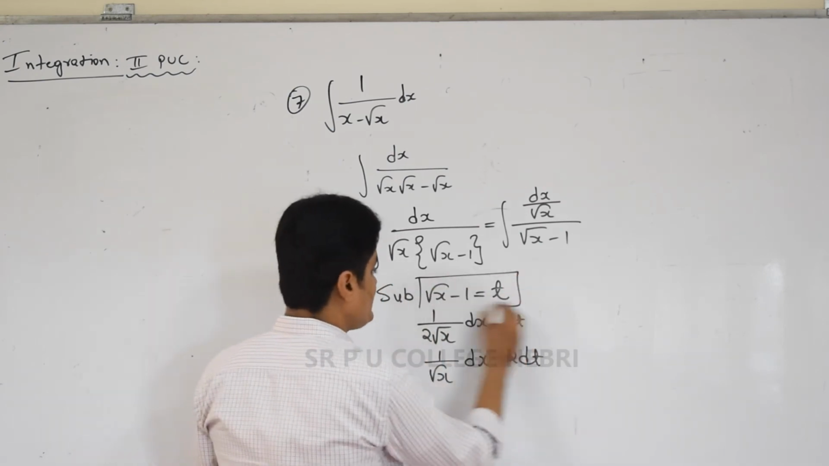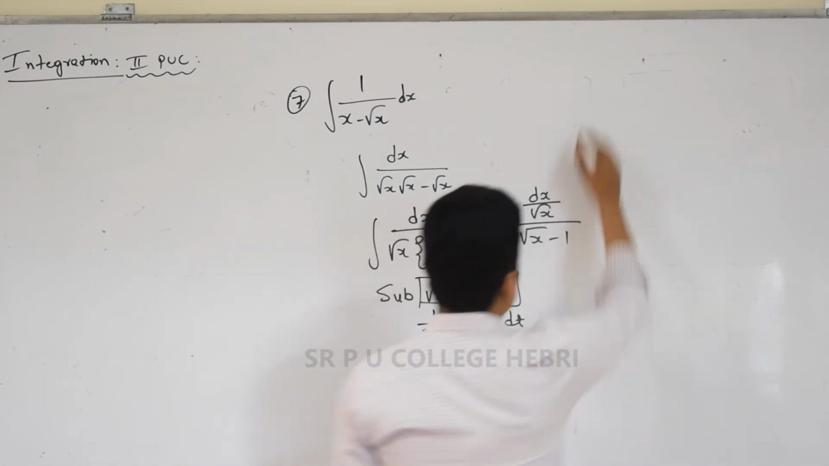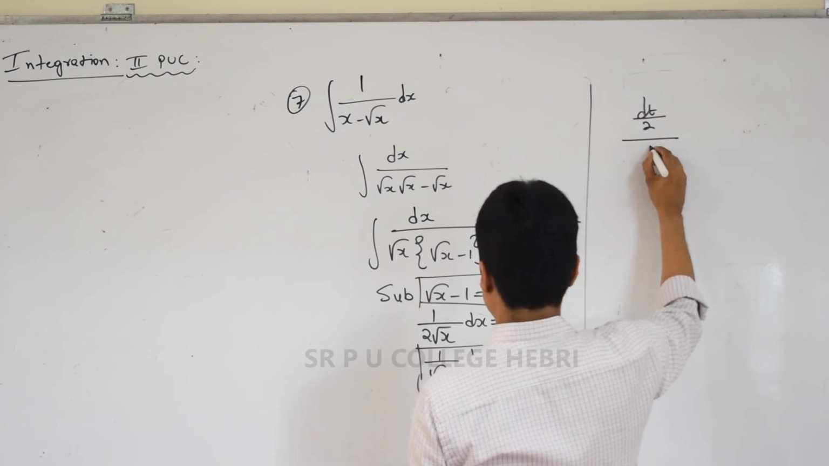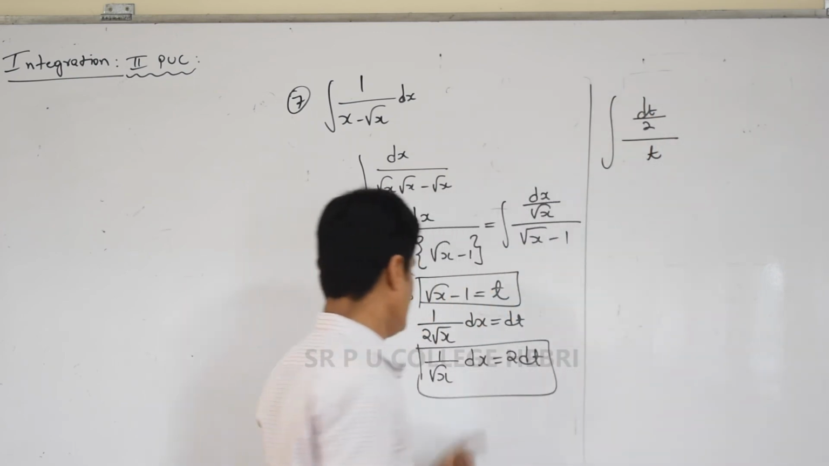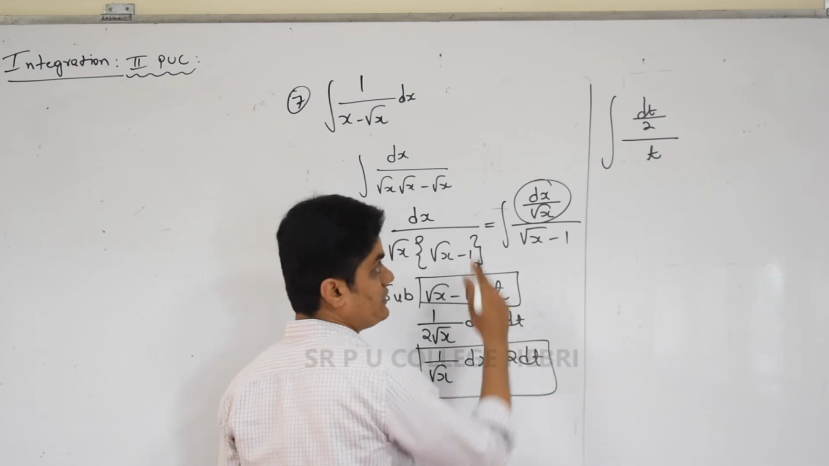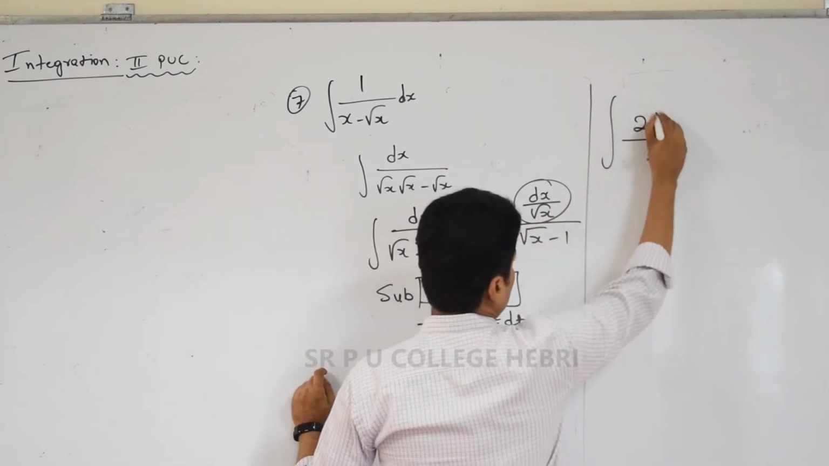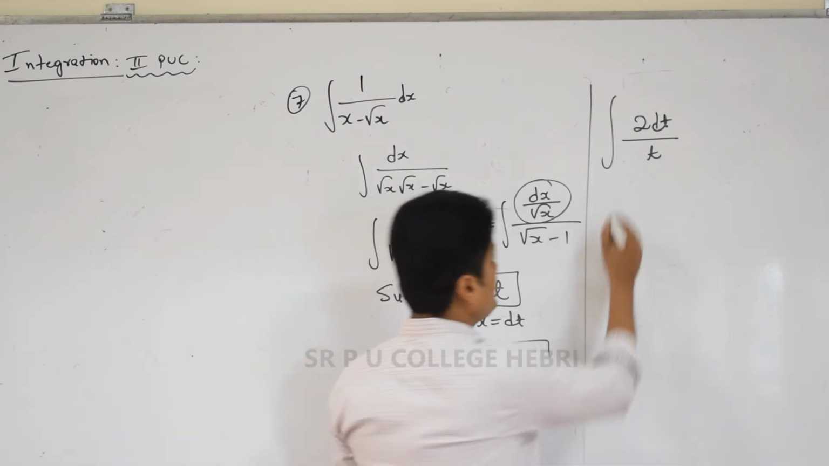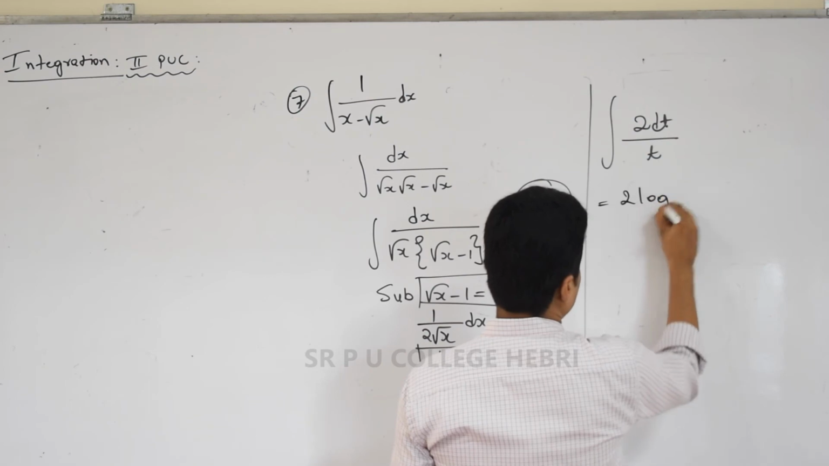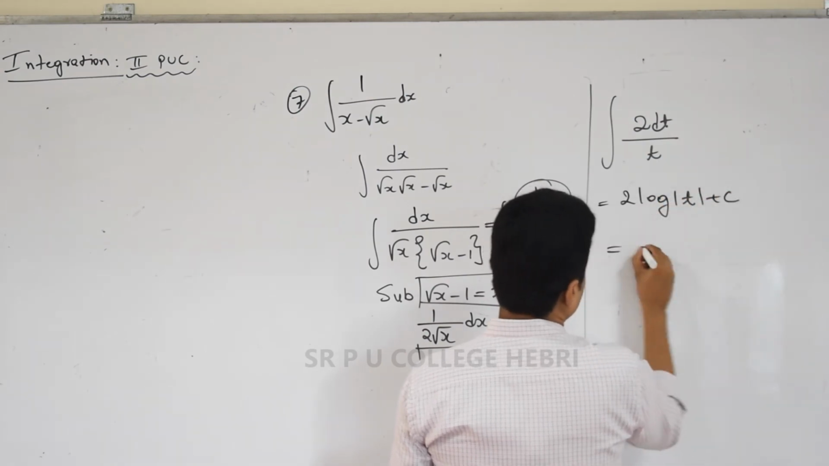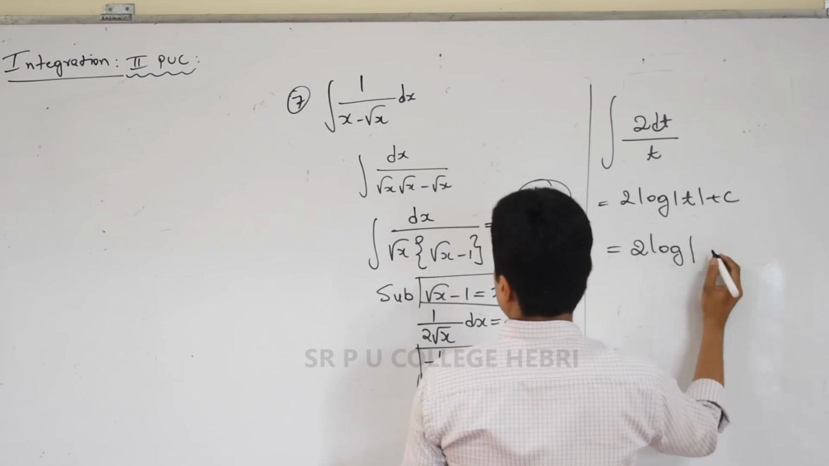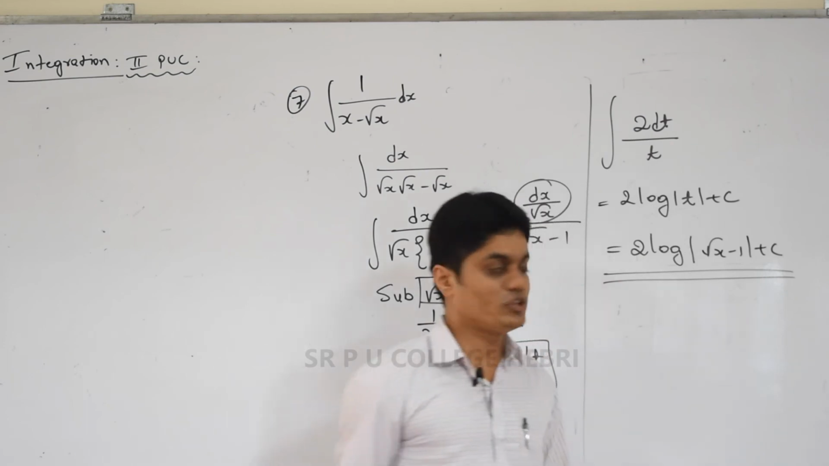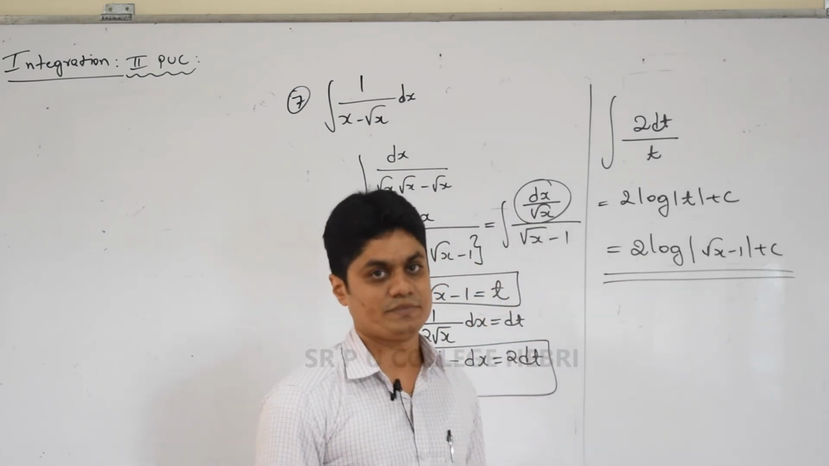Now substitute this and this in the given problem. What will you get? The numerator dx by root x is 2 dt, and the whole denominator will be t. So it is nothing but 2 times the integration of 1 by t, which is log t. That is 2 times log of t, that is root x minus 1. So that's it: 2 times log of root x minus 1, plus c.